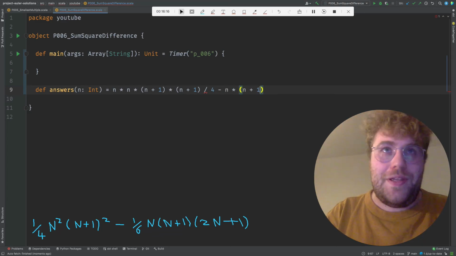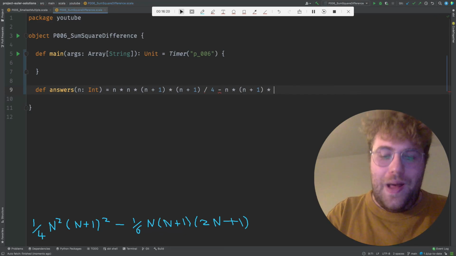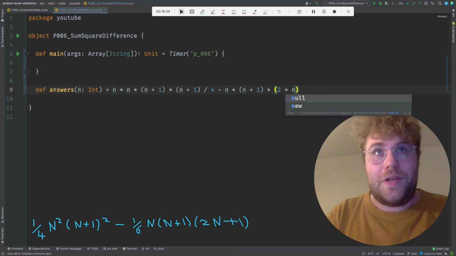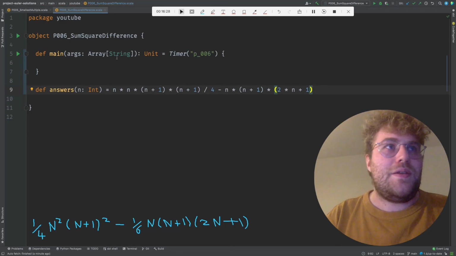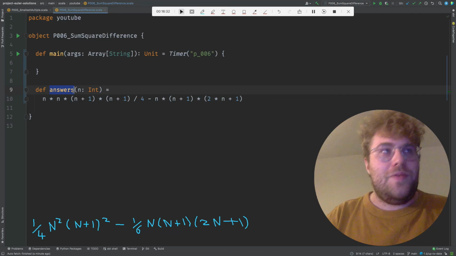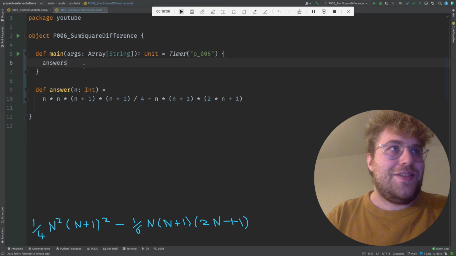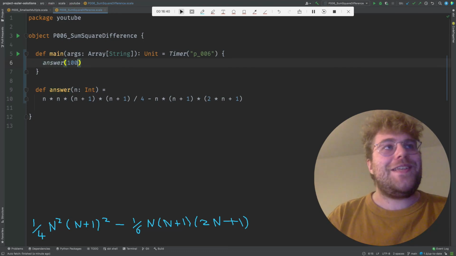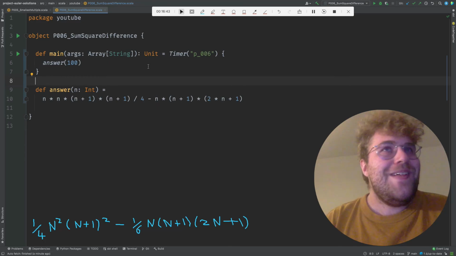And similarly, this quantity here is also always divisible by 6. And again, I'm just going to leave it to you to figure out why that is. And then there's our formula. So we'll just get the answer by literally just doing answer of 100. And I really hope this is right, but let's find out.